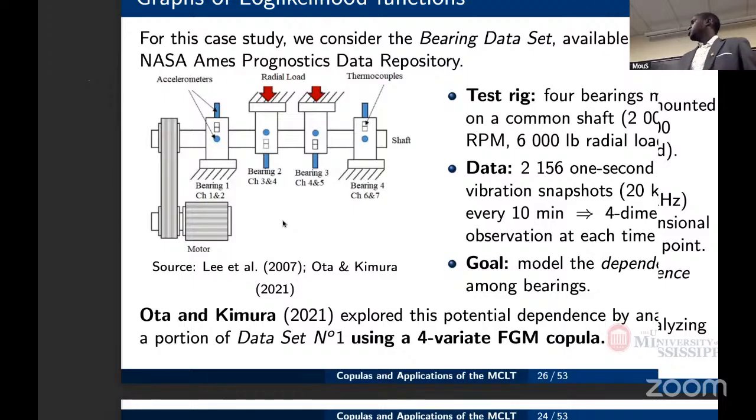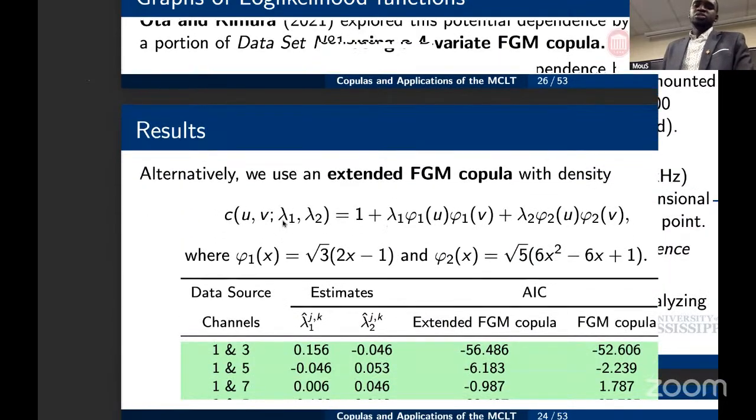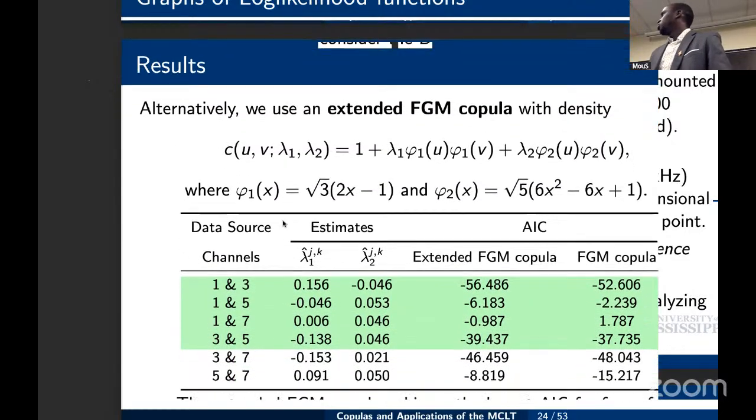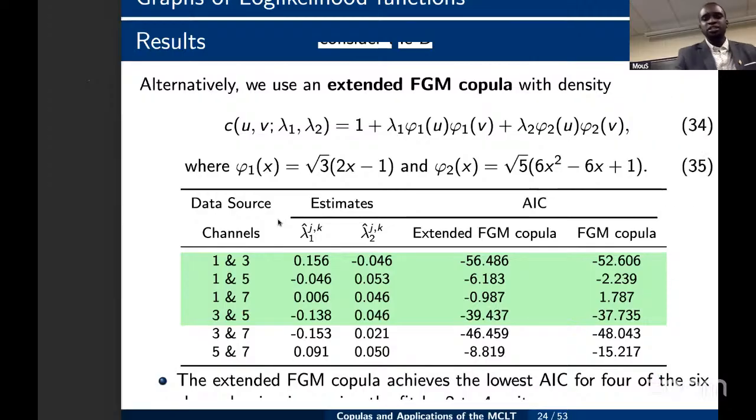Ota and Kimura explored this potential dependence by analyzing a portion of dataset number 1 using a 4-variate FGM copula. Now, for our case, we are going to use the extended FGM copula with density given by equation 34, where we added this extra term here.